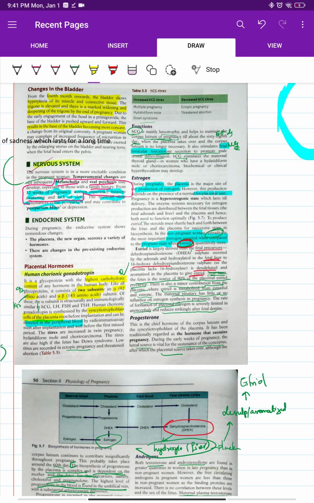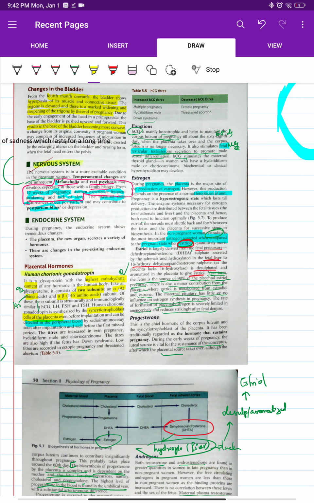Hi, hello friends. So, this is part 2 of systemic changes in pregnancies. Here I'll be talking about the exocrine as well as the urinary tract changes that occur during pregnancies. And this is a very important one because we are going to cover two important topics in it. So first, let's see about the exocrine system.